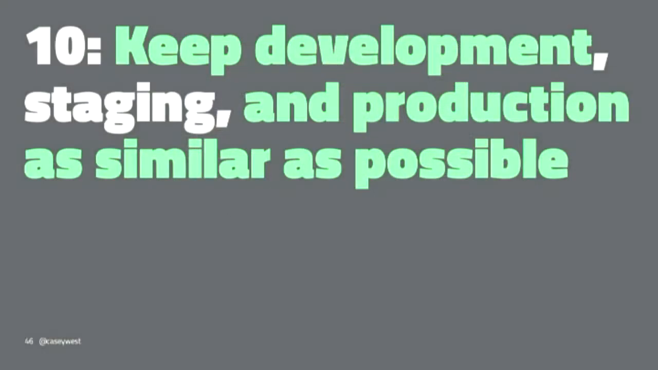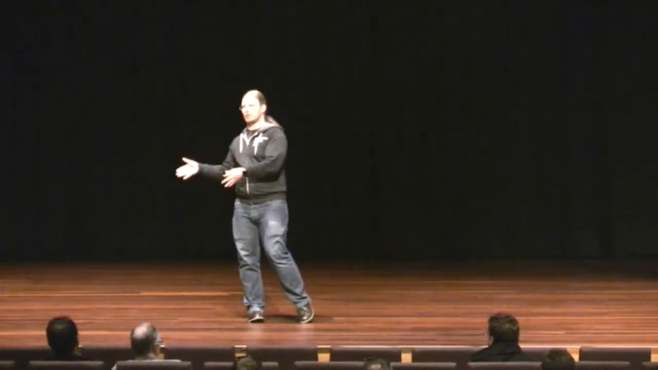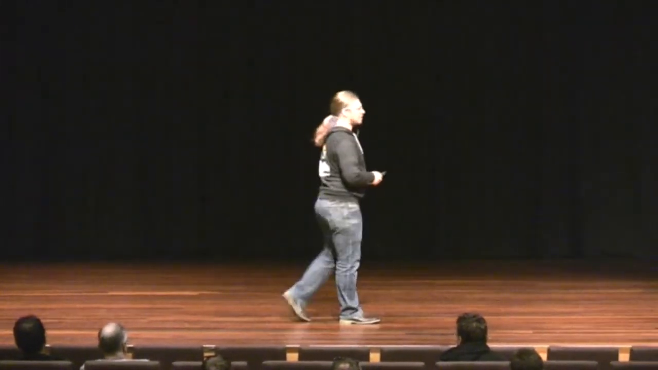Keep development, staging, and production as similar as possible. So the beauty here is that Docker containers give you a lot for free to be able to do that. A lot of these things build on each other, right? If you really are building immutable infrastructure, an immutable artifact that you can ship around, if you're deploying that same version 1.0 to a development environment, staging environment, production environment, then your application runs in a similar environment in every situation.